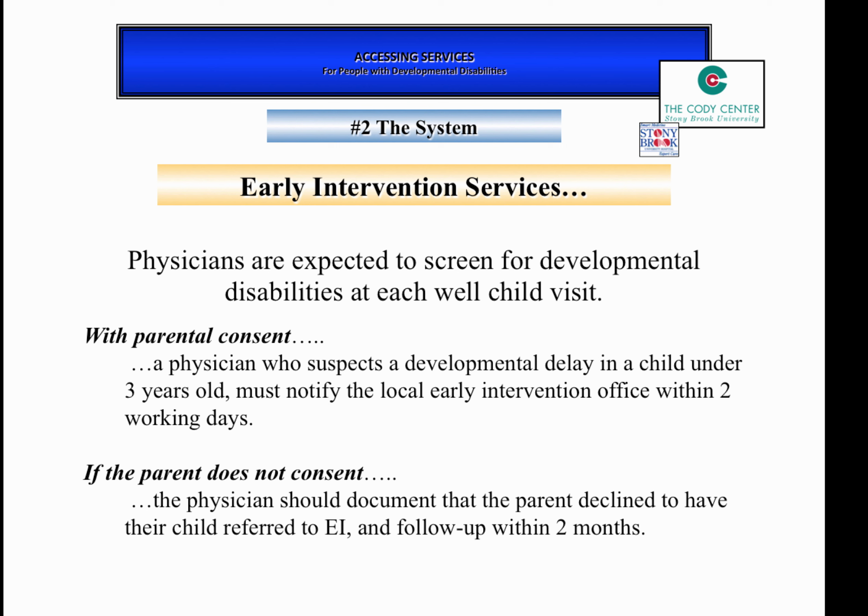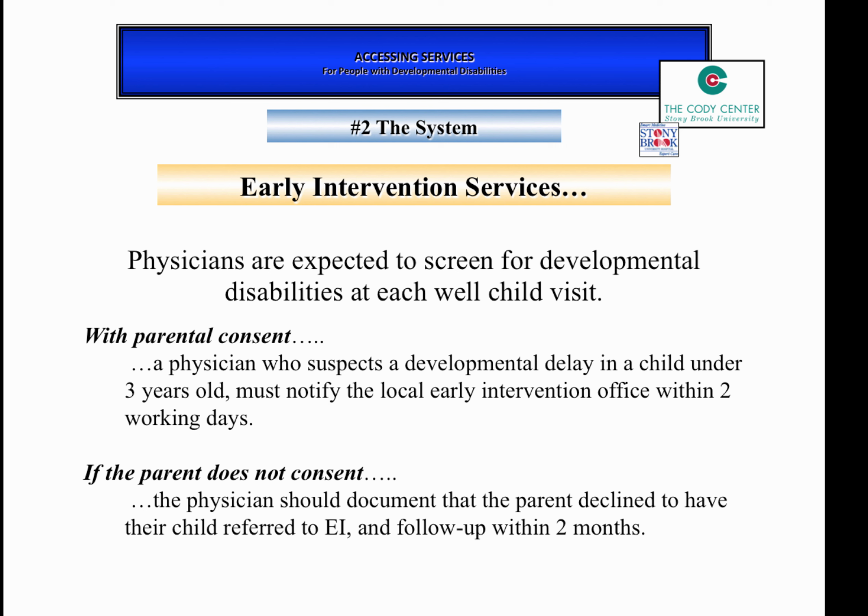With parental consent, a physician who suspects a developmental delay in a child under 3 years old must notify the local early intervention office within 2 working days. So there needs to be a procedure or a protocol within the office where the physician is working, where the PA is working, that allows the charting to happen. You've written down what you've observed, you've talked to the family, you receive parental consent, and within 2 days, 2 working days, you make that referral to local early intervention.